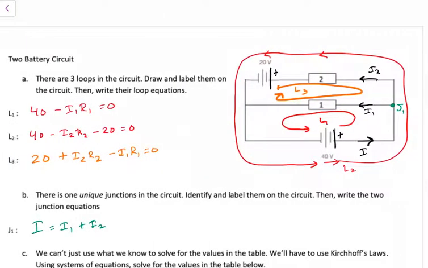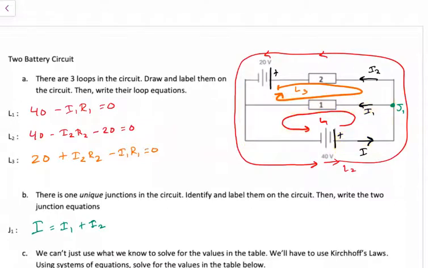In loop 1, I'm exiting the positive terminal of my 40-volt battery, so I'm starting with 40 volts. I'm going in the same direction as my current I1, so I subtract that, and I get 40 minus I1 R1 equals 0.